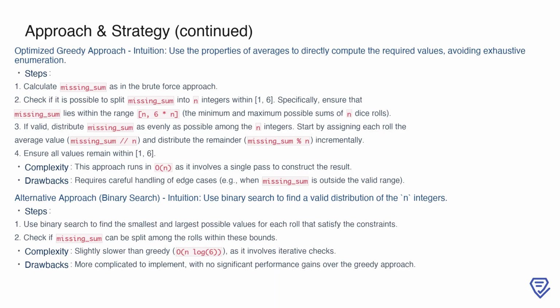Another alternative is the binary search approach, which involves iteratively narrowing down the possible values for each roll. While this method works, it is slightly slower, with a complexity of n log 6, and is more complex to implement, offering no significant advantage over the greedy approach.